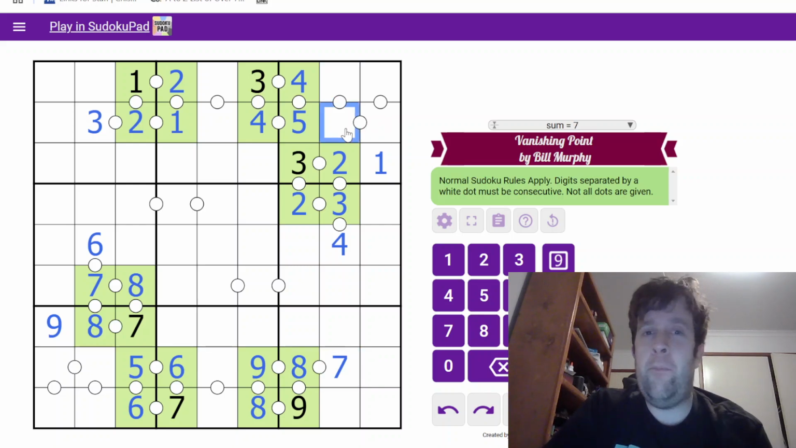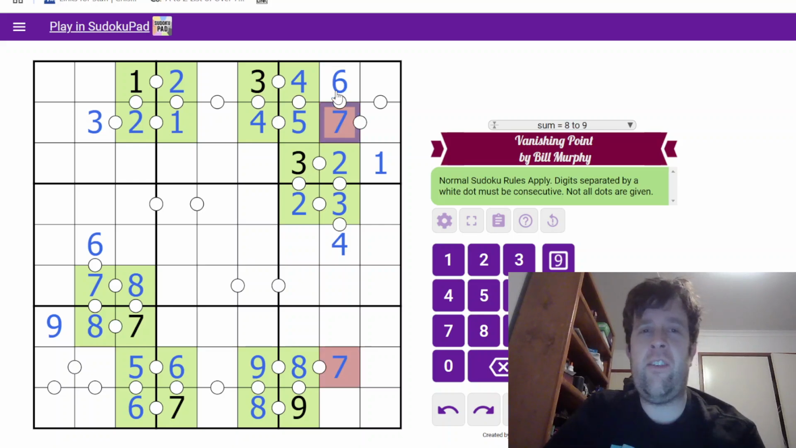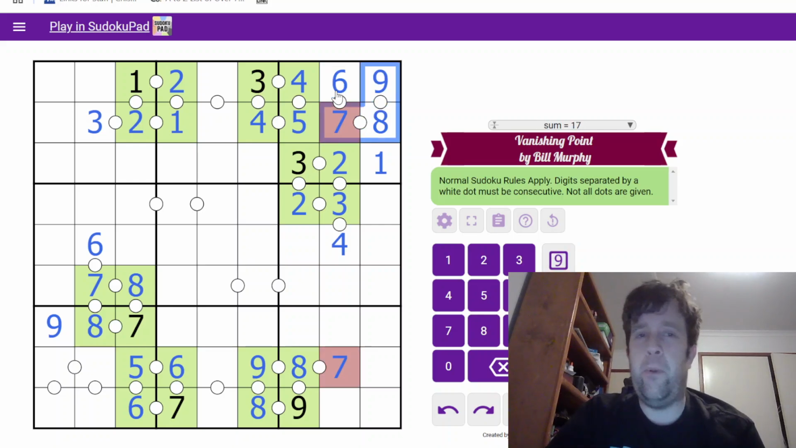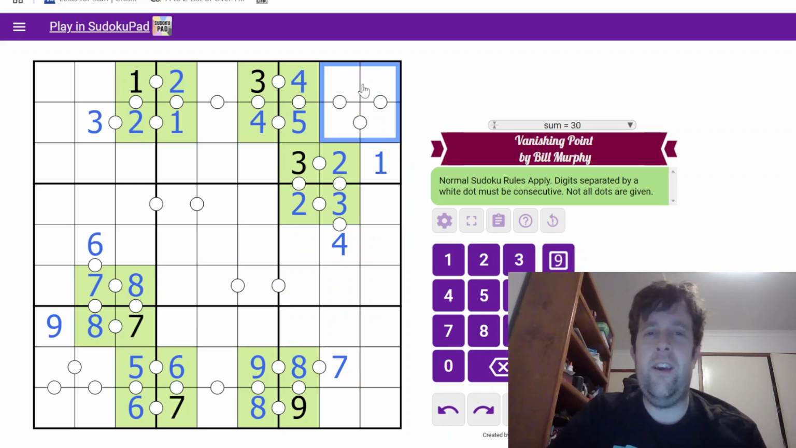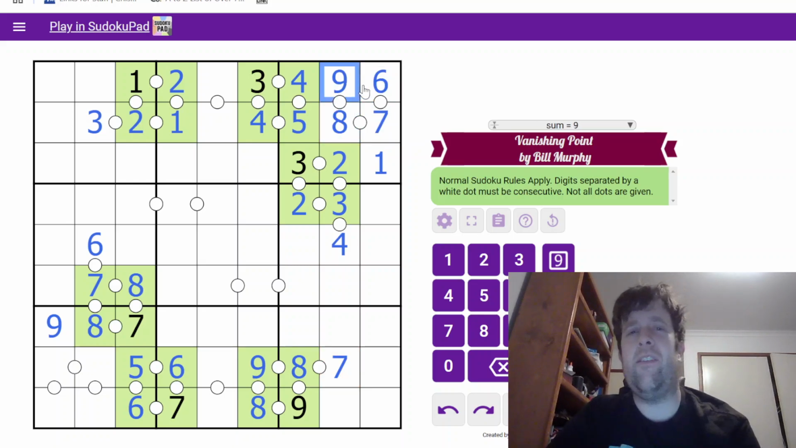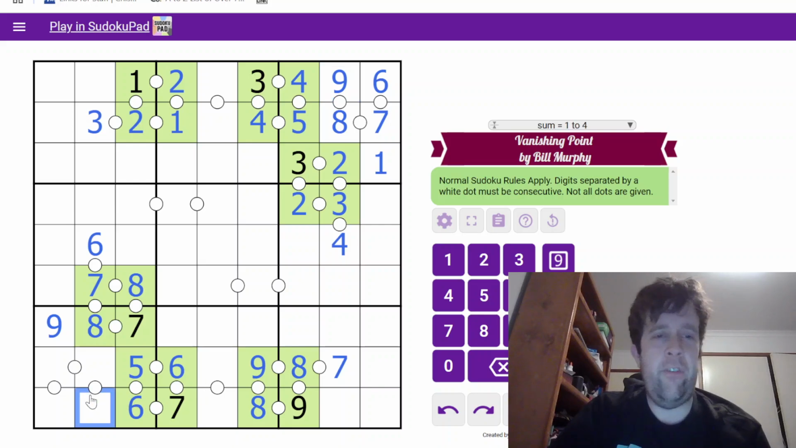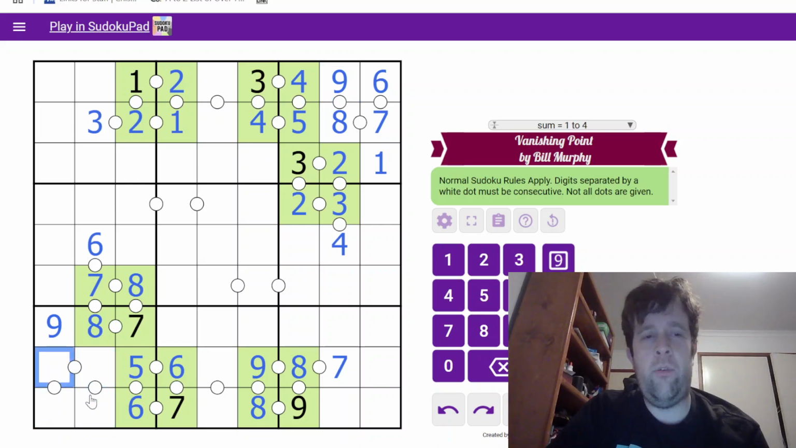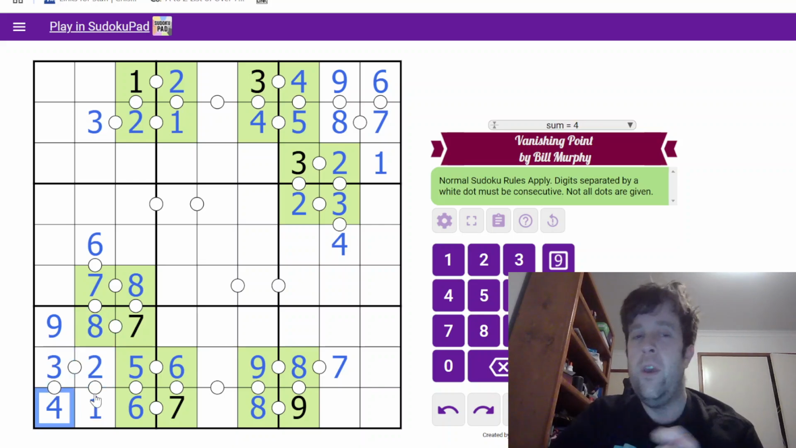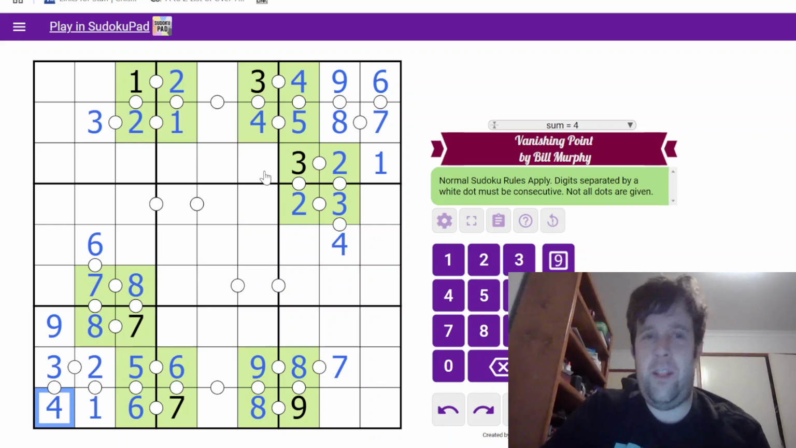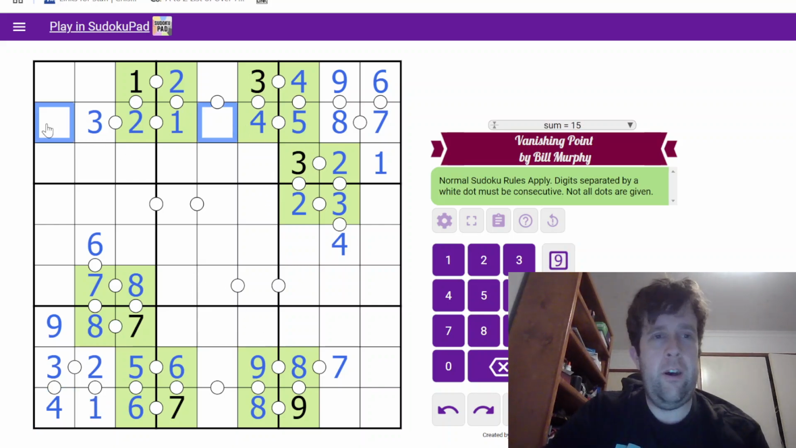So if it was 6, 7, 8, 9, that would break. So here, we know it's going to go like this, 6, 7, 8, 9. Over here, 1, 2, 3, 4, but we have a 3 here, meaning it can't go 1, 2, 3, 4 that way, so it must go this way, 1, 2, 3, 4. We've got a little bit of Sudoku to do.